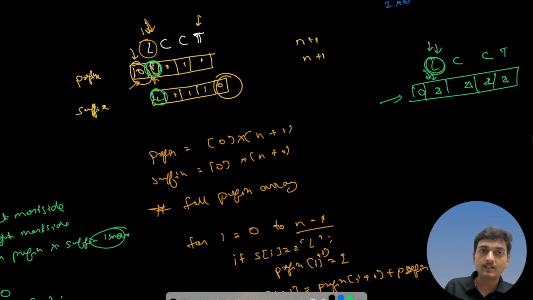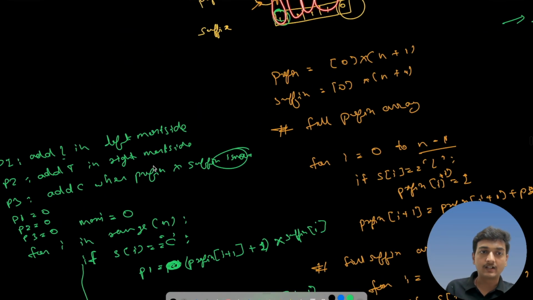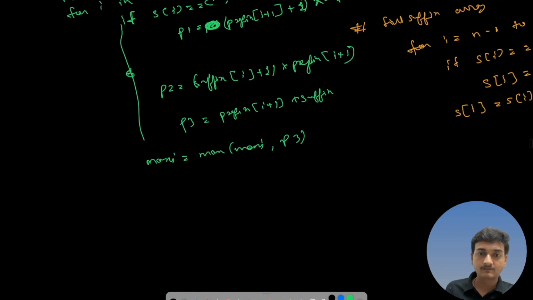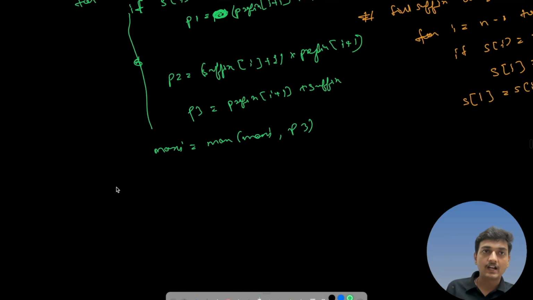What I am doing is just keeping track of these values. Which value is giving me the max? That's what I'm calculating here. The maxi value I am storing here, and in the end I will just return it. So I need to do one thing.